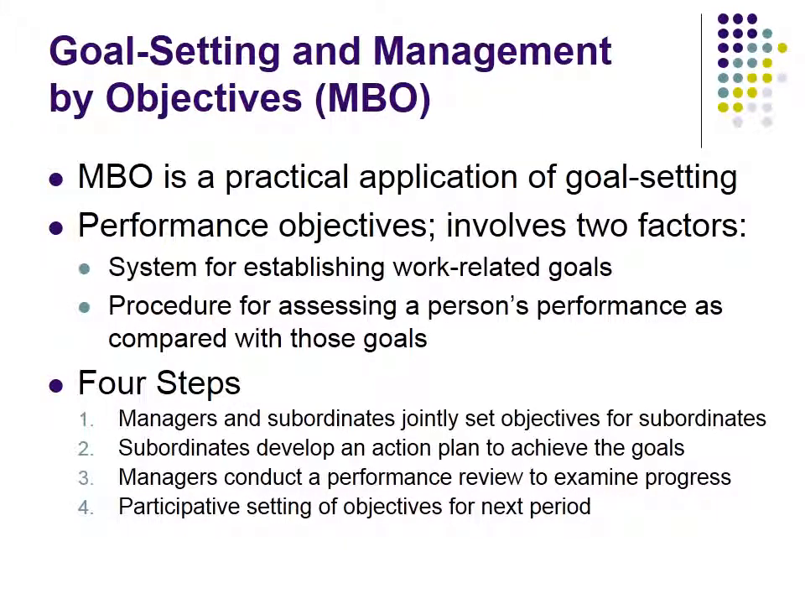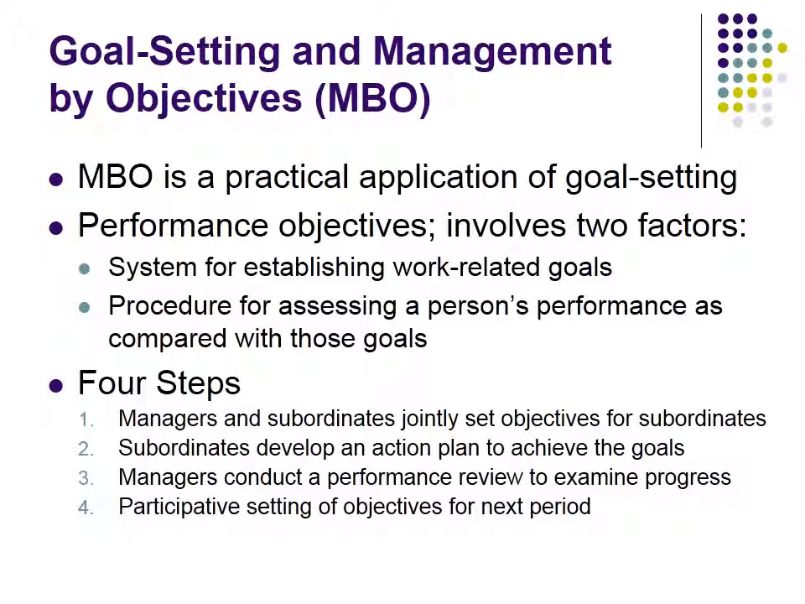And there's also goal setting and management by objectives. So again, MBO is a practical application of goal setting, performance objectives involving two factors: systems for establishing work-related goals, and procedures for assessing a person's performance as compared to those goals. So again, when we're looking broadly at the different types of applying motivational theories to problems, organizational behavioral management, OBM, is simply about rewarding desired behaviors. And it's using the applied behavioral analysis model, the ABCs, that we talked about in the last slide.